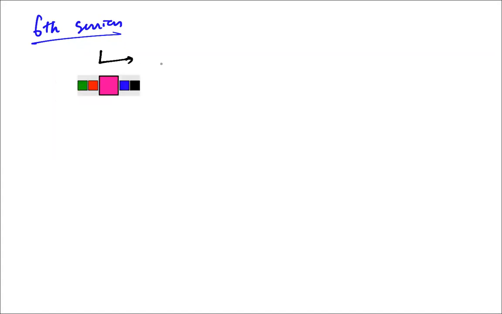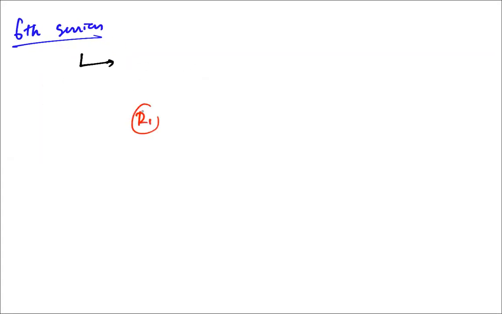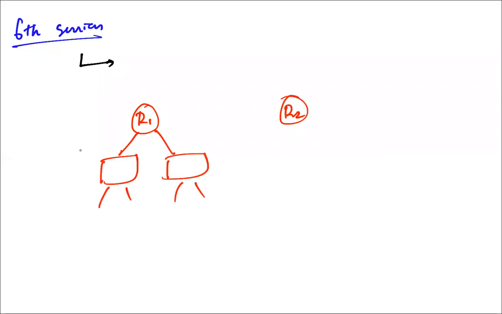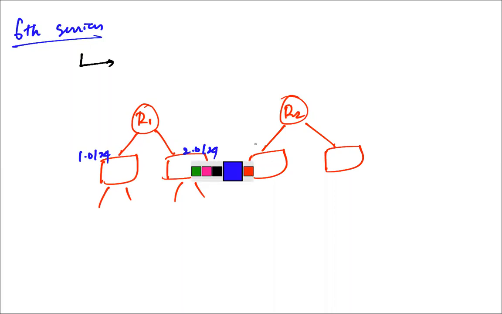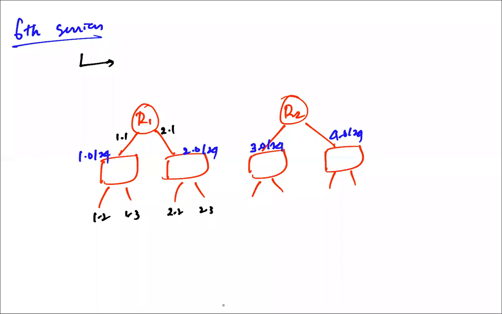Okay, so the sixth session, that is where we had two routers. Hope you guys remember. We had router one connected to router two. In router one, we had a couple of networks, a switch, and a PC over here. This is 1.0/24 and this is 2.0/24. In the same way, router two is also connected with a couple of networks. This is a 3.0/24 network and this is a 4.0/24 network, and assume you have PCs over here as well. The IP addresses are 1.1, 1.2, 1.3, 2.1, 2.2, 2.3, 3.1, 3.2, 3.3, 4.1, 4.2, 4.3.